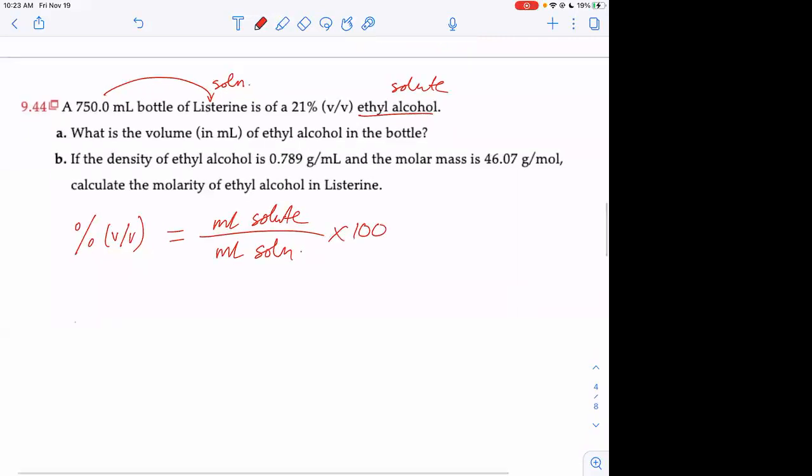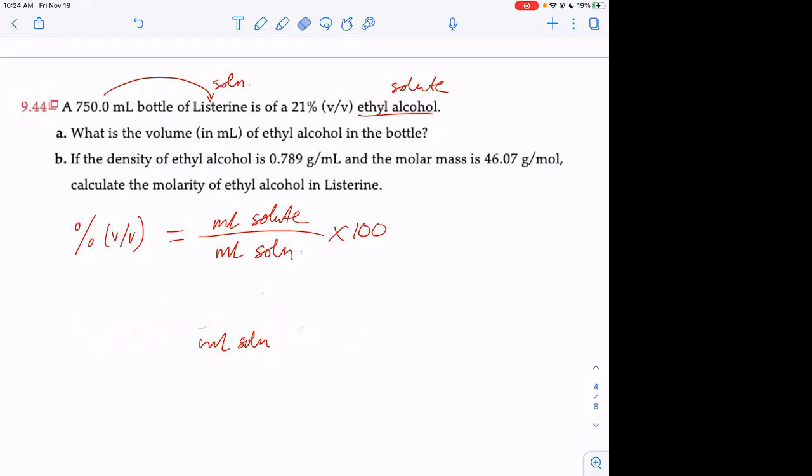Our other equation, the weight volume percent, looks like this: grams of solute per milliliter of solution times 100. You see the difference? The top one we use when we have a liquid dissolved in a liquid, which is what Listerine has here. The bottom one is when we'd have like sodium chloride, a solid, dissolved in a liquid. Does that make sense? You see the subtle difference?